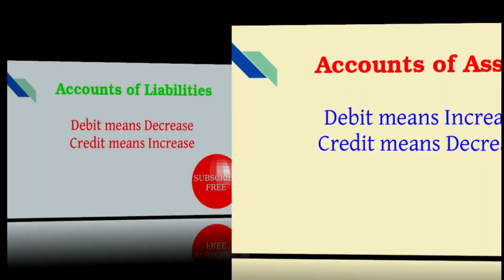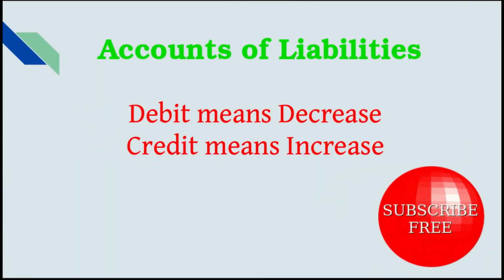Second, it is accounts of liabilities. The rule it is debit means decrease and credit means increase. Means that when the amount of a liability is decreased through a transaction, then the account of that particular liability is the debit account in the transaction. And if the amount of a liability is increased, then the account of that liability is given credit in the transaction.